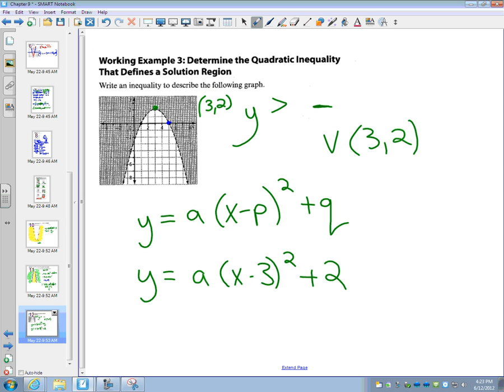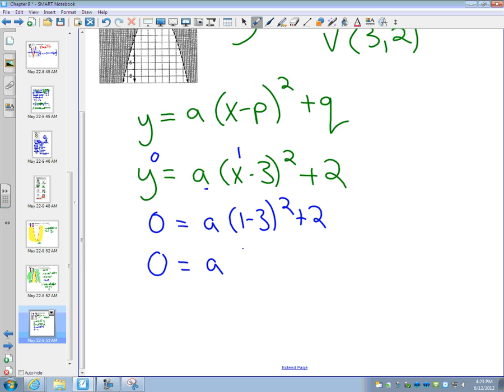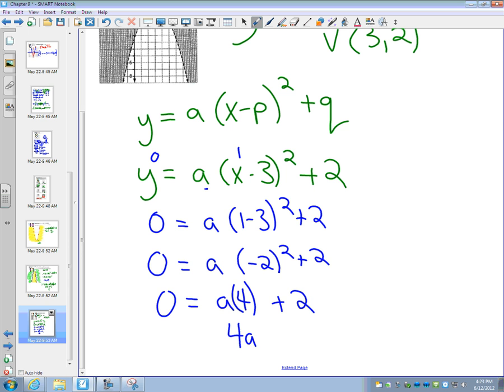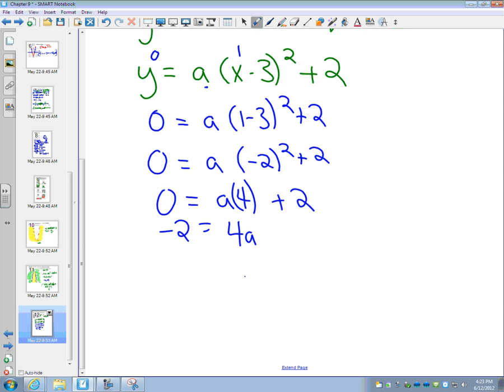What I'm going to use is another point on the graph. And this looks like a good point here. Actually, let's use this one. So that's 1 and 0. So when x equals 1, y equals 0. I'm going to sub that in, and it's going to spit out a for me. So 0 equals a times 1 minus 3 squared plus 2. 0 is equal to a times negative 2 squared plus 2. 0 is equal to 4a plus 2. So I have 4a is equal to negative 2. a is equal to negative 1/2, dividing both sides by 4.